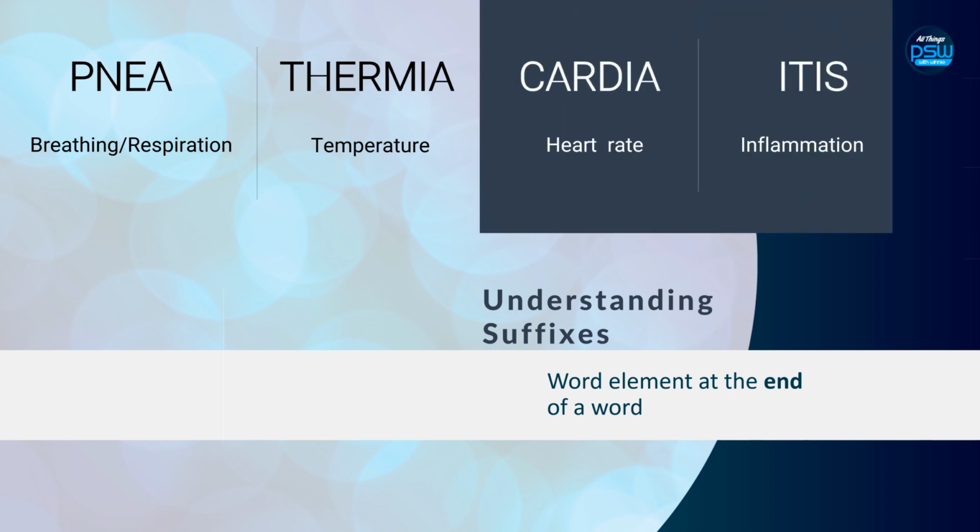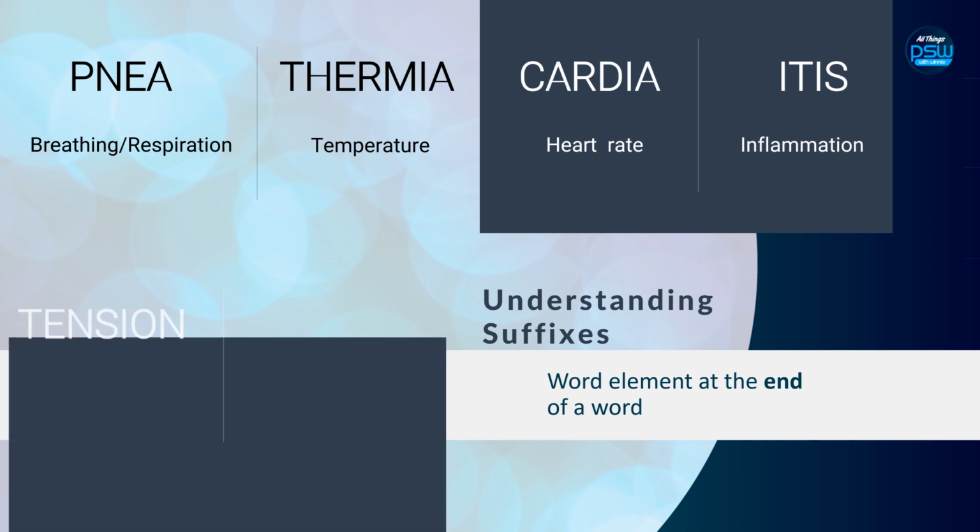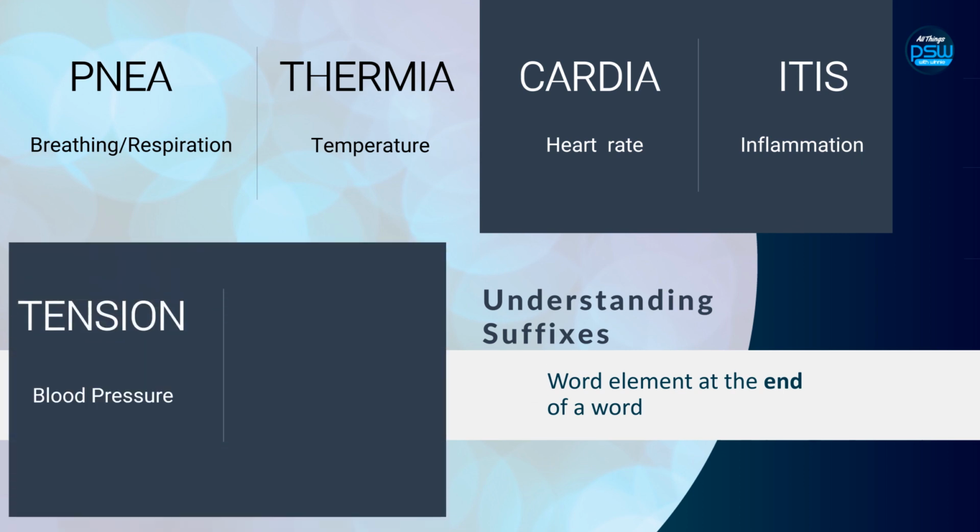Itis, as we always say, means inflammation: appendicitis, bronchitis, conjunctivitis. Anything with itis at the end means inflammation, which means infection, which means you're looking into high fever, high white blood cells, something that indicates that an infection is going on. Tension means blood pressure. It shows that they're talking about the tension within the arteries, which are the ones that go away from the heart.